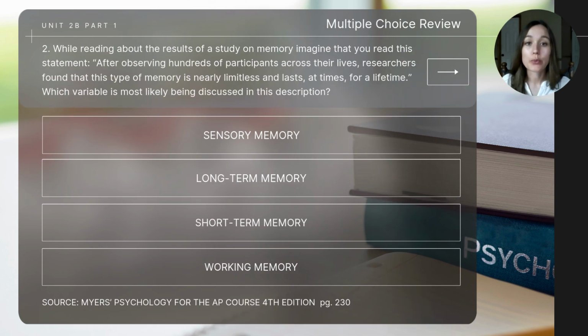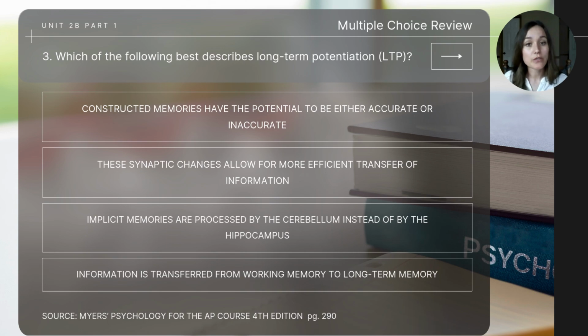Question number 2 says, while reading about the results of a study on memory, imagine that you read this statement. After observing hundreds of participants across their lives, researchers found that this type of memory is nearly limitless and lasts at times for a lifetime. Which variable is most likely being discussed in this description? Question number 3 says, which of the following best describes long-term potentiation?